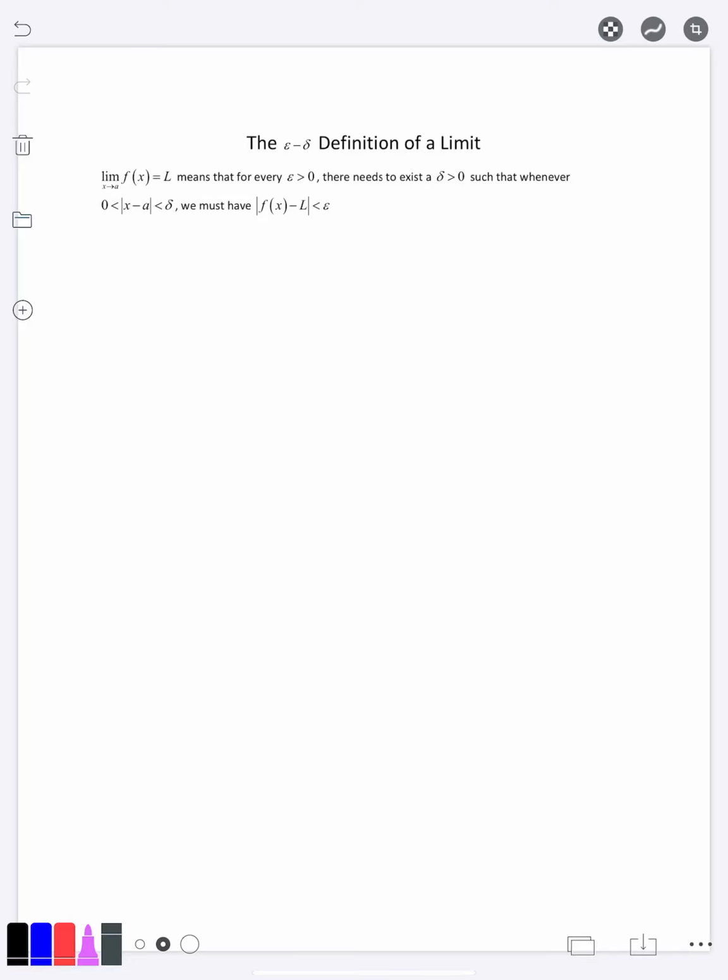This video is going to talk about what is called the epsilon delta definition of a limit. Now, in case you aren't fluent in Greek, this symbol here is epsilon, and this symbol here is delta. That's why it's the epsilon delta definition.